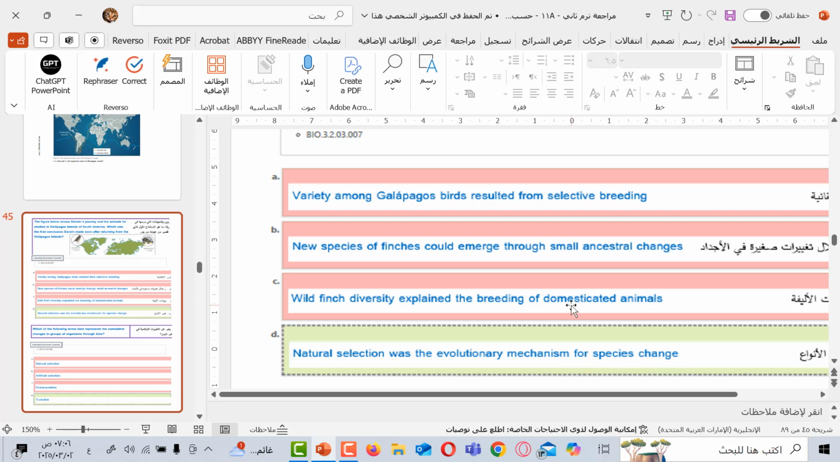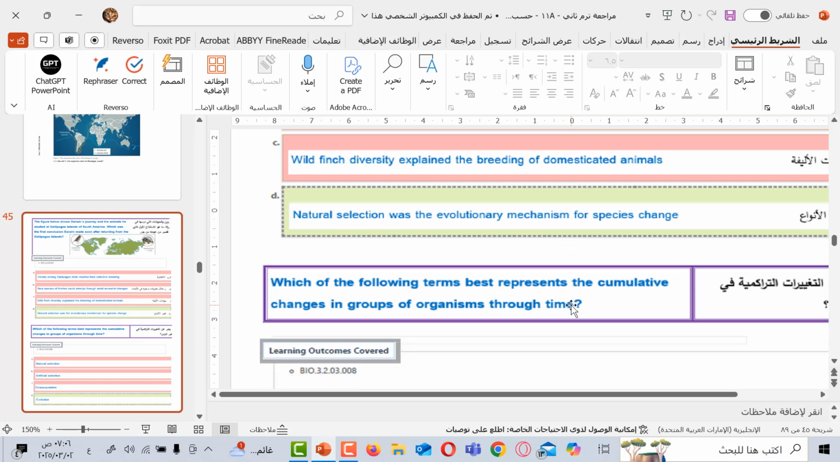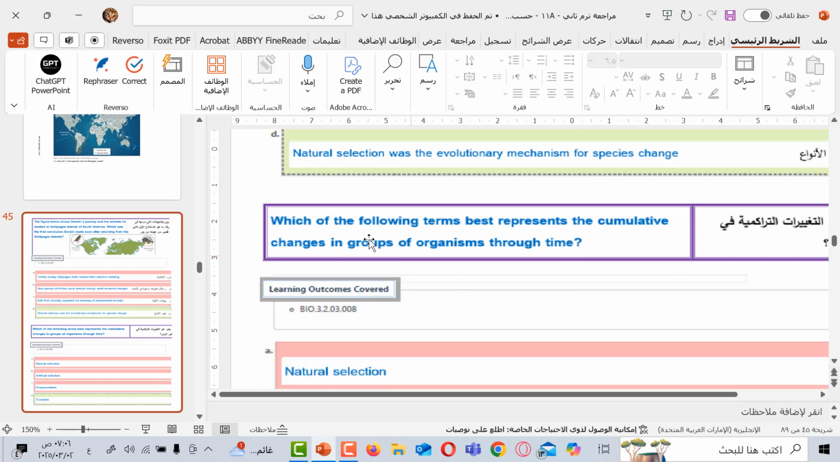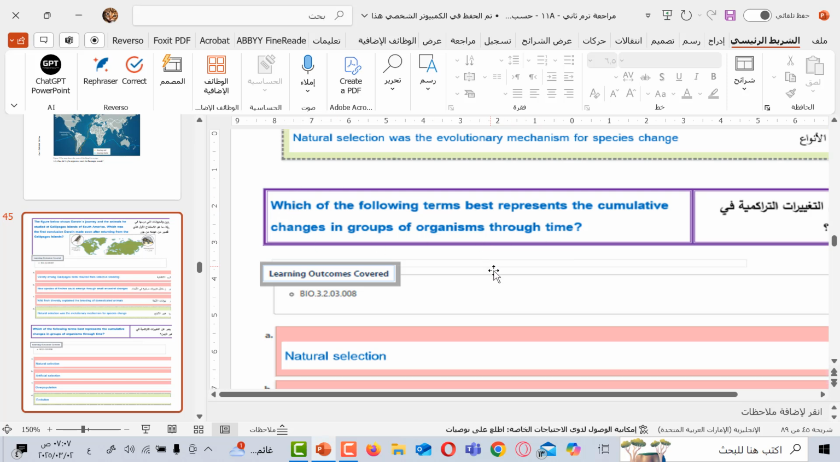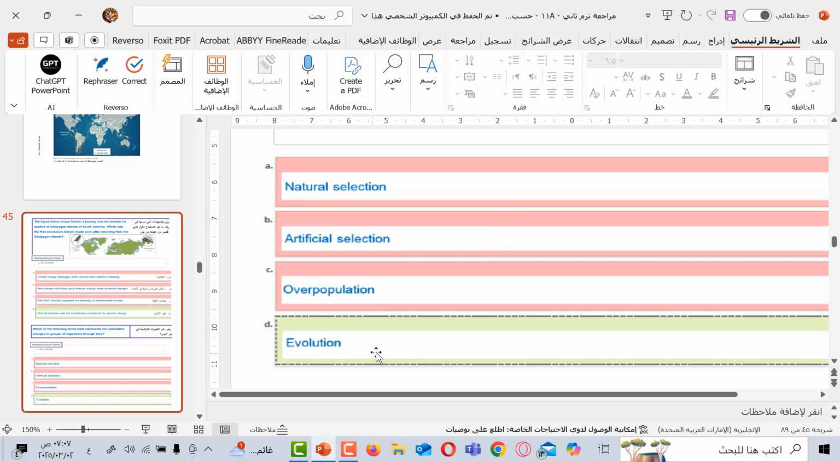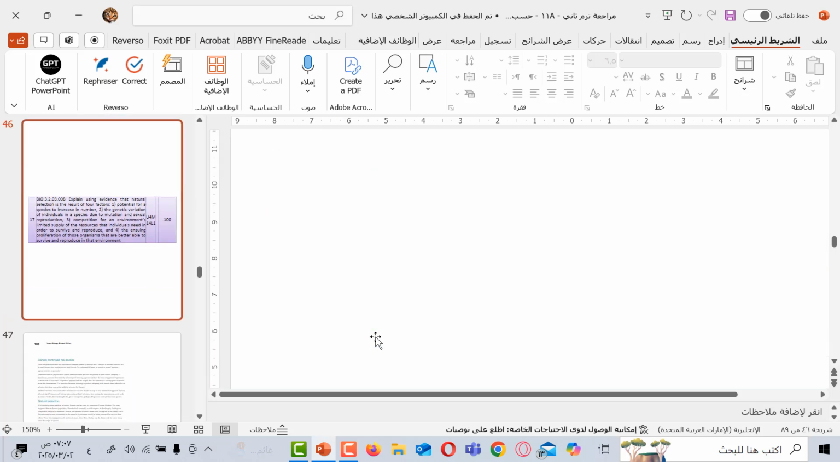Okay. Another question in this part: which of the following terms best represents the cumulative changes in groups of organisms through time? This is the definition of evolution. Okay, it's evolution.